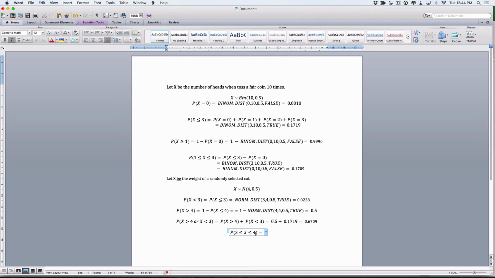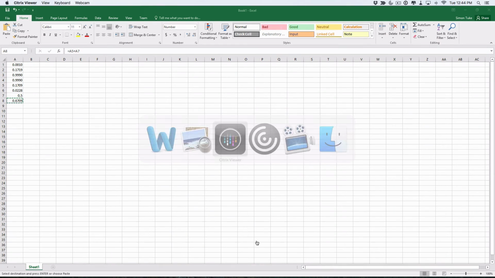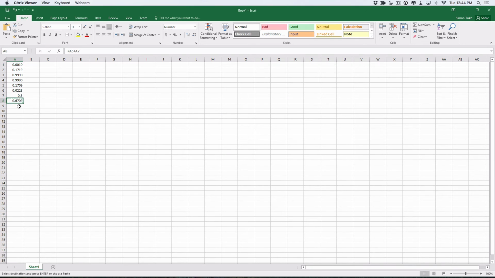First of all, you get the probability that x is less than or equal to 4, but unfortunately that has everything less than or equal to 4. So we want to take off the bits that are less than or equal to 3, because then what's left is between 3 and 4. So we go minus the probability that x is less than or equal to 3. See.